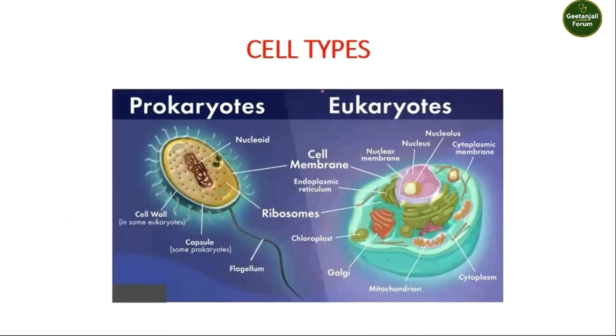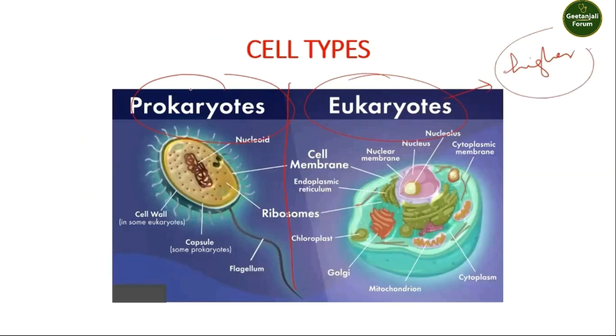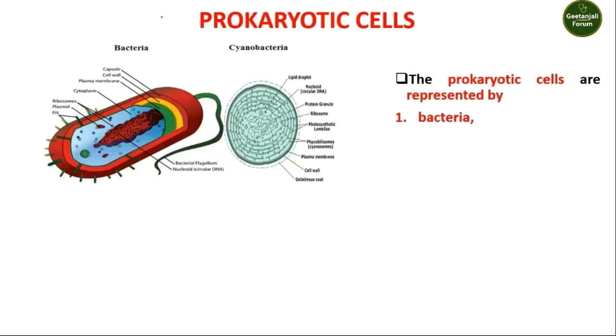Now next topic is cell types. We will study two types of cells. The first one is prokaryotic and the other one is eukaryotic. Eukaryotic cell is found in the higher organism, for example human or any other animal, and the prokaryotic cell is found in lower organism, for example bacteria. So first, let's study prokaryotic cell. They are represented by bacteria.